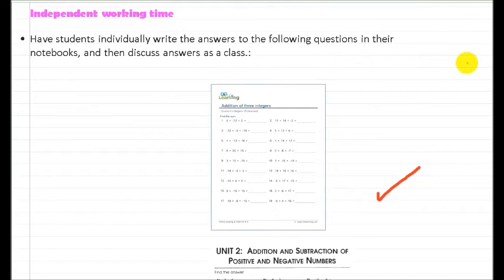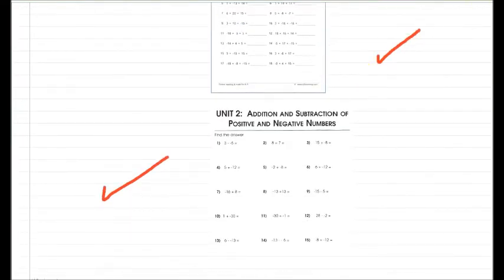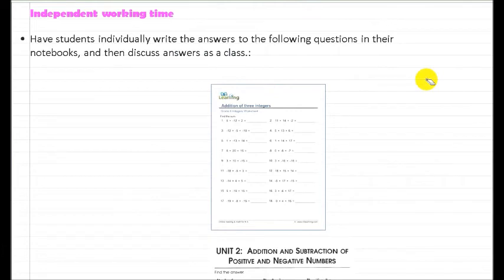Now I give you 2 sheets. This is the first sheet and this is the second sheet. Please write these questions in your notebooks and then discuss the answers as a class when you finish. I give you 5 minutes to finish these questions.